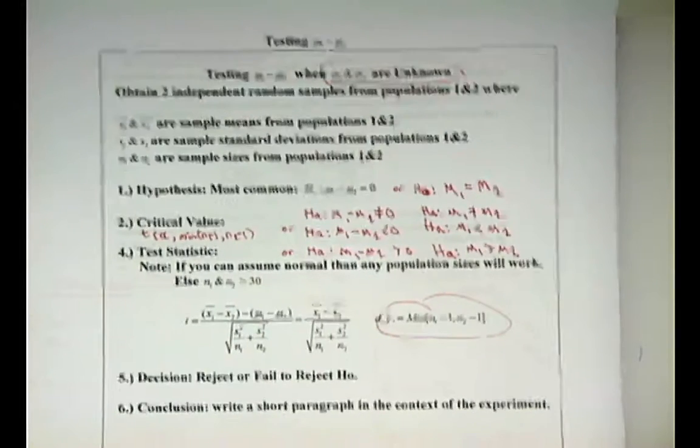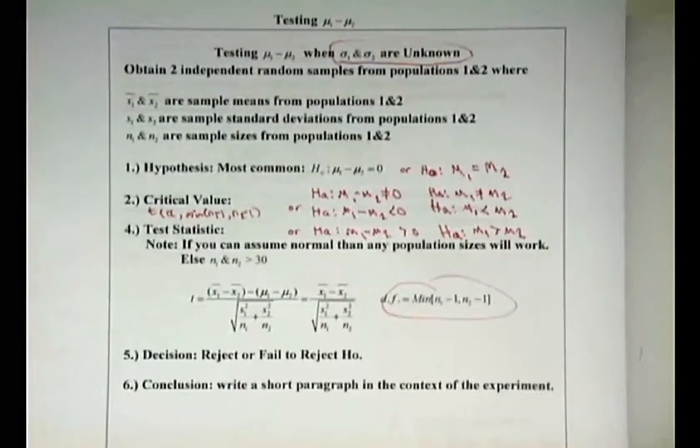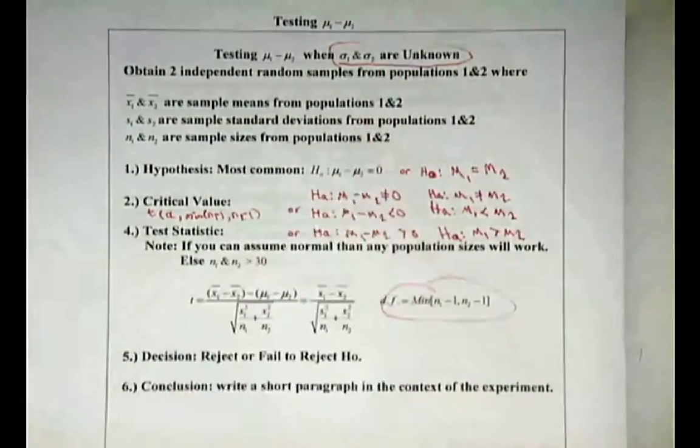So this is just the brief theory about testing the difference of means when sigma 1 and sigma 2 are unknown. On the next page there's an example, and I will be doing both the critical value method in a video and the p-value method in the video. Please pick the method that works for you.